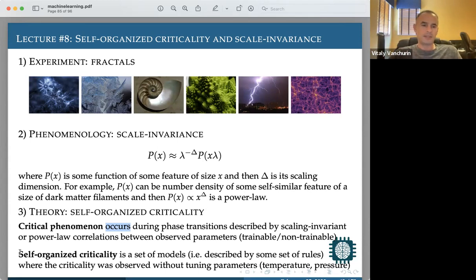So the idea behind self-organized criticality was that maybe there is some phenomenon that we can identify that makes critical phenomena or power law correlations appear without fine-tuning the parameters. Somehow the system itself tunes certain parameters. And we'll see that that does happen in learning systems.